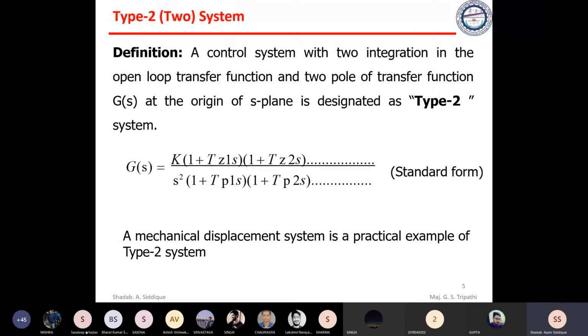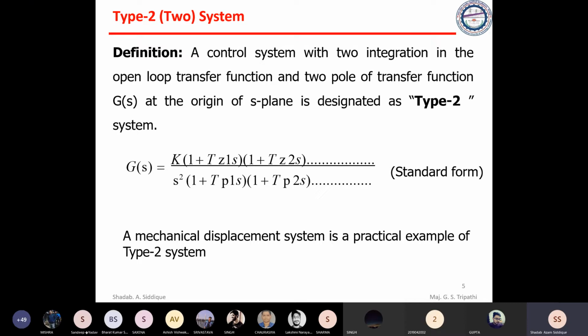And we also went through the type of the system by the location of the poles present at the origin of the s plane. If no poles are located at the origin, that is called type 0 system. If one pole is located at the origin, that is called type 1 system, and if two poles are located, that is called type 2 system.